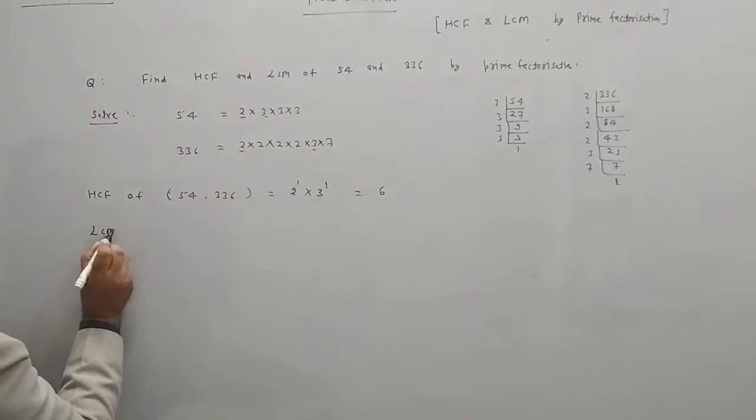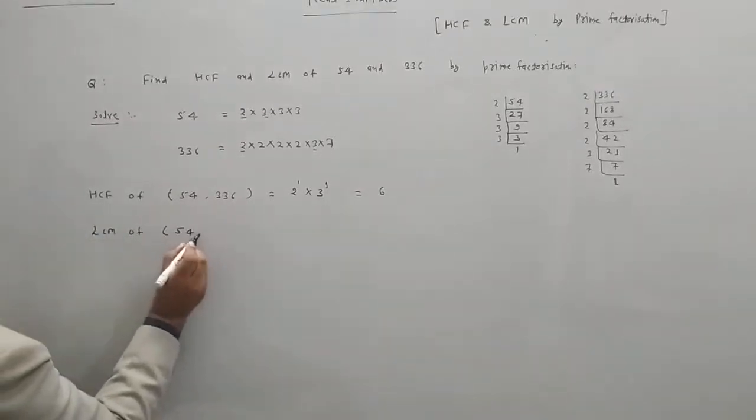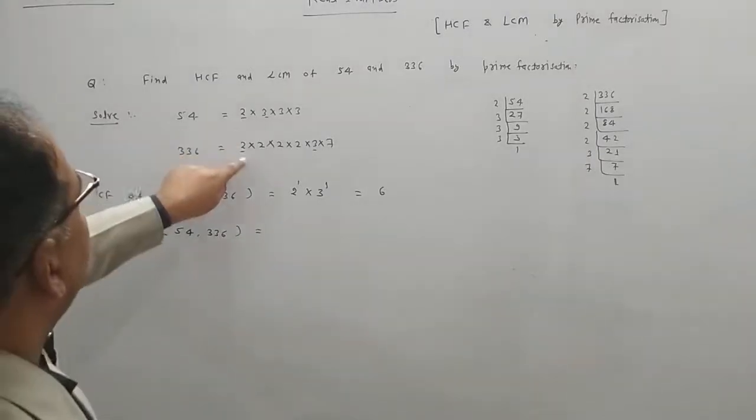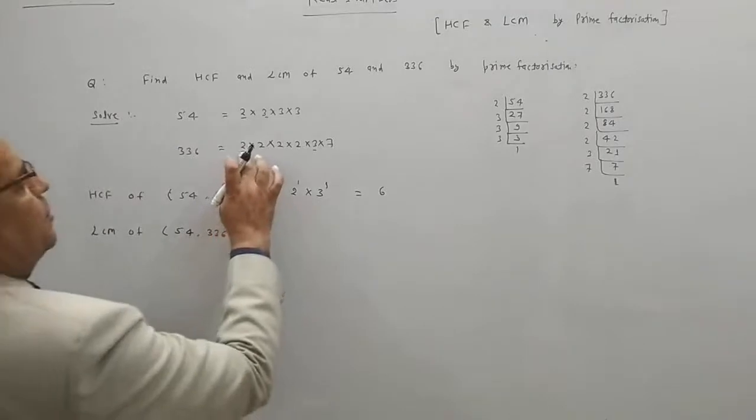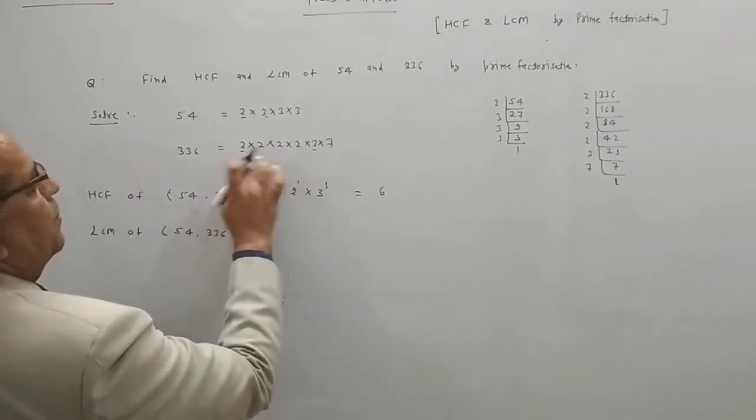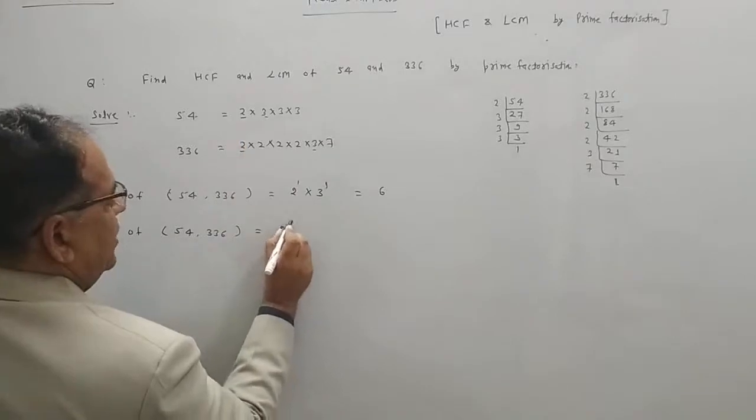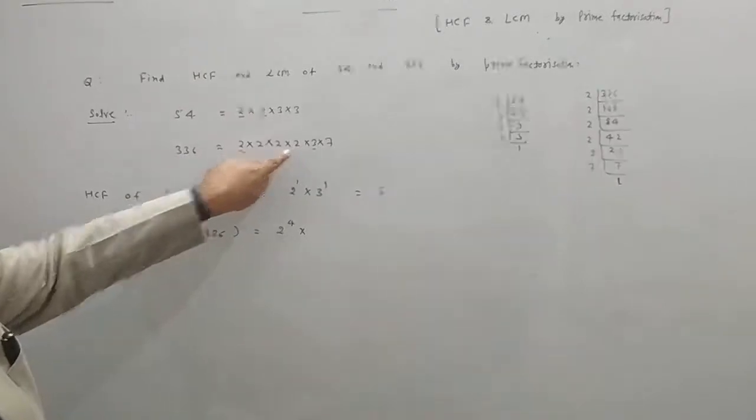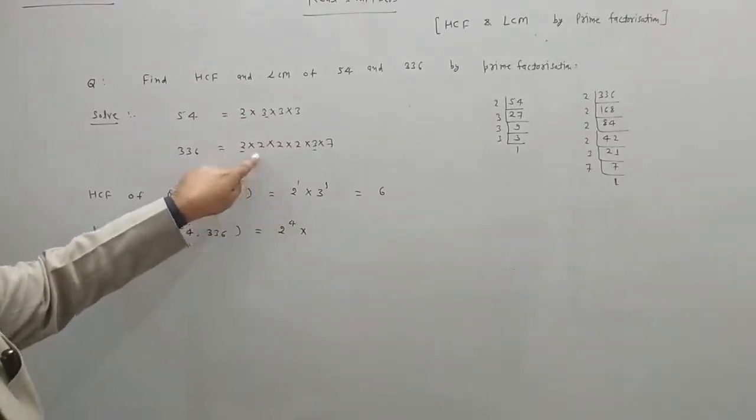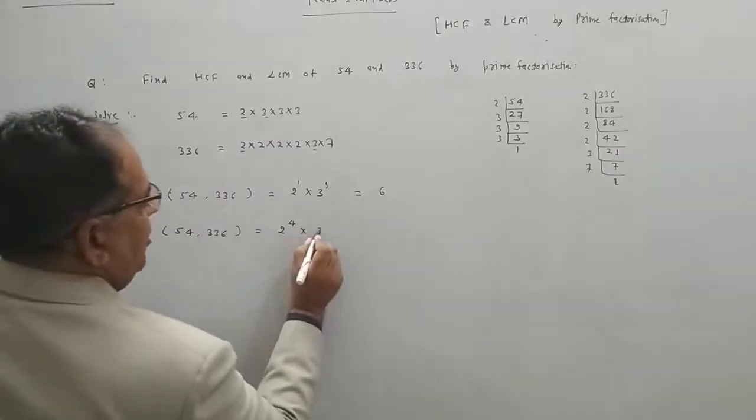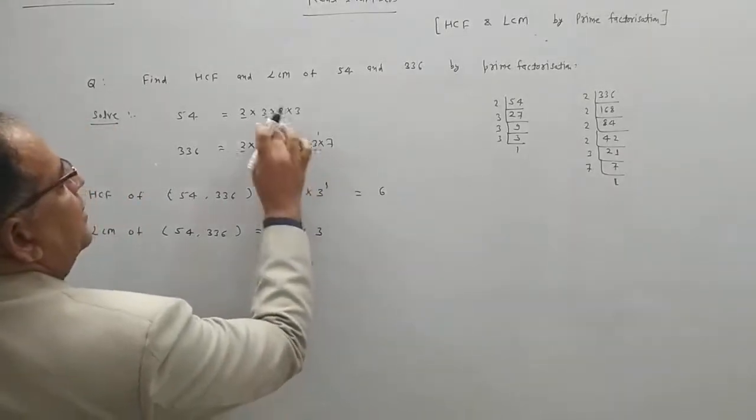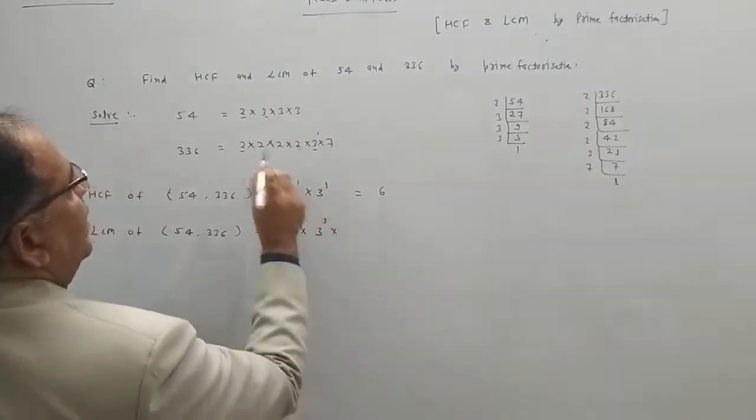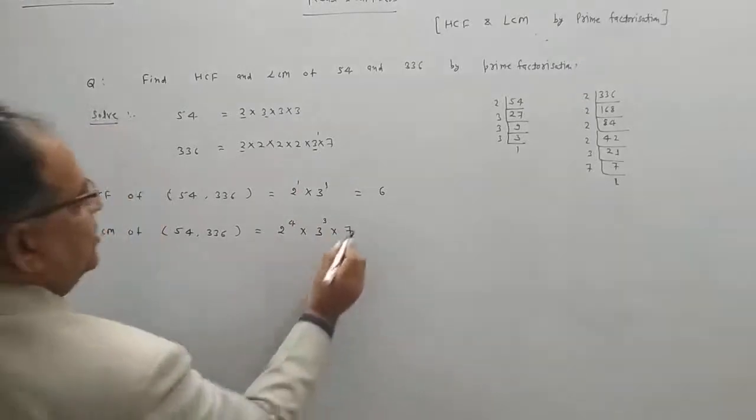Again, the LCM of 54 and 336 is written as the highest power of the least prime. The highest power of the least prime in both the factorizations is to the power 4. So we take 2 to the power 4. 2 is present there with single power, but 2 is present there with power 4. So we take the highest power of the first prime, to the power 4. Next, 3. 3 has a single power here, but the highest power of 3 is 3. So we take 3 to the power 3. And next, there is 7 present with single power 1.